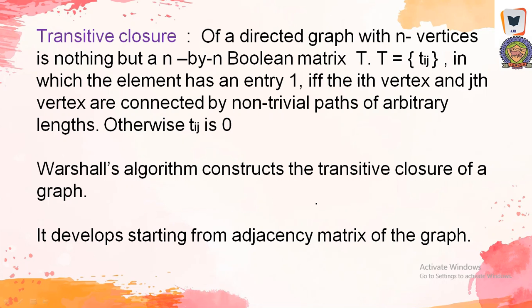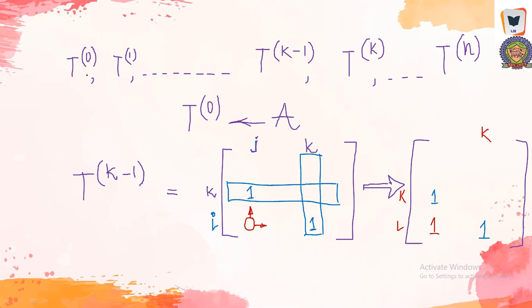So Warshall's algorithm constructs the transitive closure of a graph progressively. It develops starting from the adjacency matrix of the graph. T naught is the adjacency matrix, and T is the notation to represent a transitive closure. Making use of T naught, T1 is built. Similarly, Tk is built using Tk minus 1, and T of n is built making use of T of n minus 1, where n is the number of vertices. Therefore, this algorithm runs exactly n number of times.